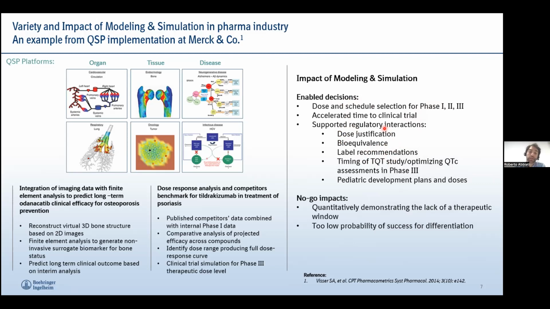You can also apply modeling to support no-go decisions, right? The development of a drug takes a long time. It costs hundreds of millions of euros. It's also important if you can determine upfront when a drug has little chance of making it to commercialization, and therefore decide to invest your resources in another direction.